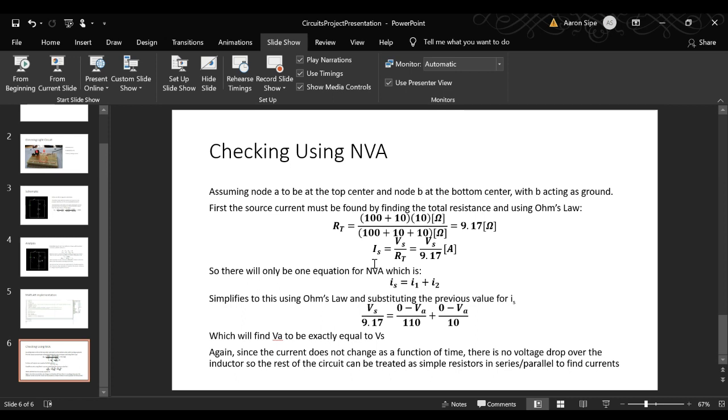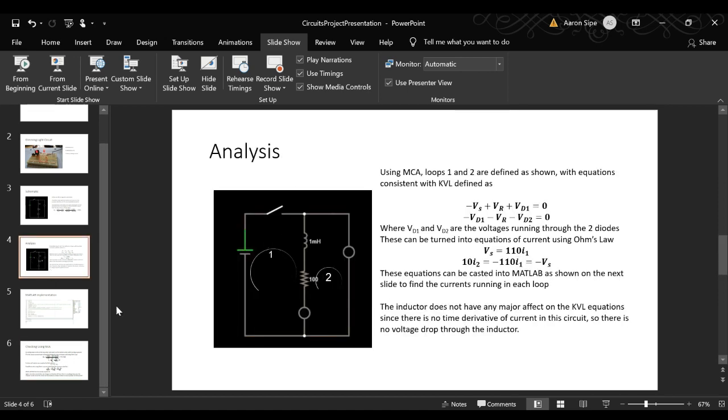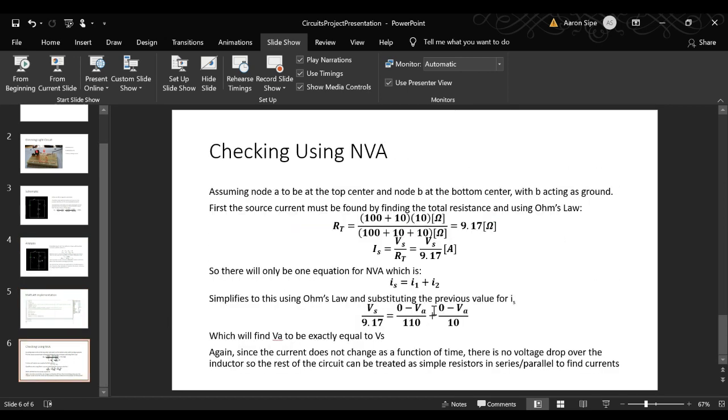And using NVA, there will only be one node that is of relevance other than ground, and that will be node A, which is at the top center of the circuit. Go back to here, it's the one right after the switch. So now the only equation for NVA will be source current will be equal to the current running down the middle branch, and then the current running to the right. The source current, as mentioned, is the voltage source divided by 9.17 ohms.